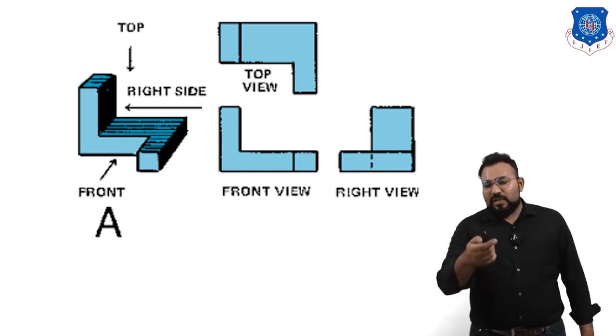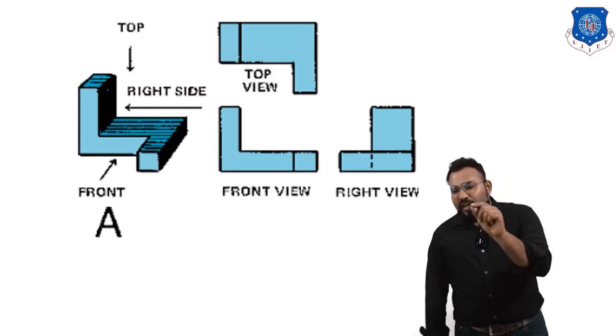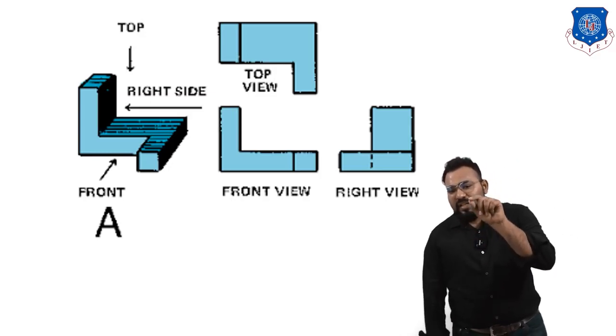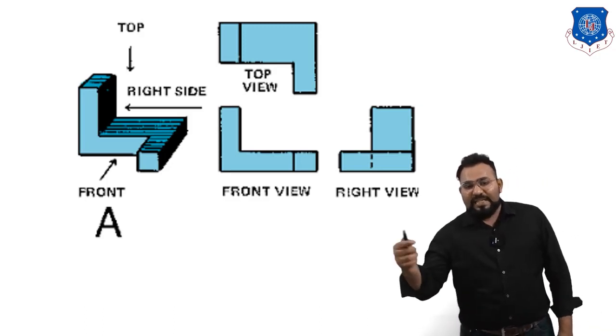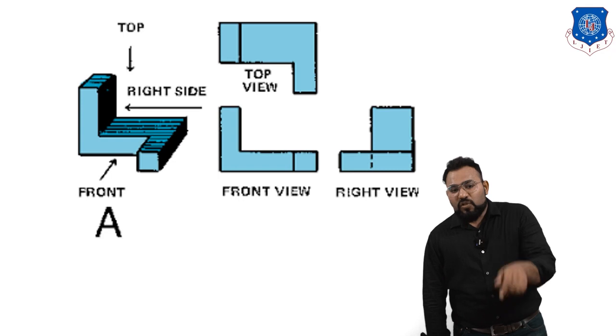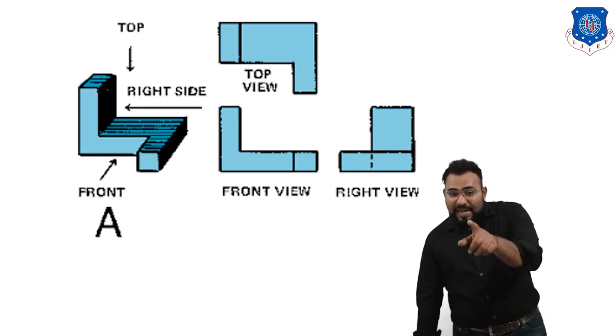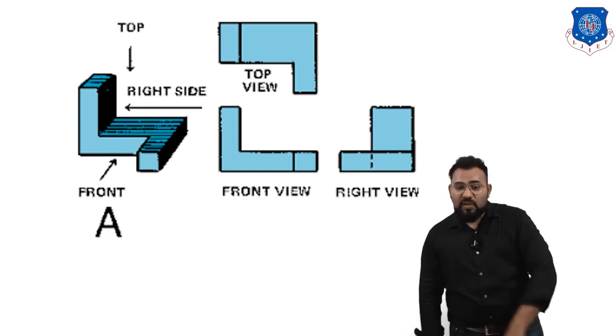So right side view will be something like this, but there is one hidden line. You can see on the bottom figure there is one hidden line. Why is it a hidden line? So you can see that from the right hand side one edge is not visible, so that edge is hidden, as you can see on your figure.